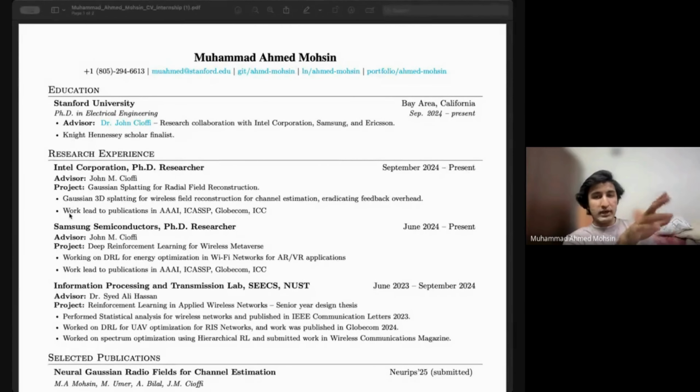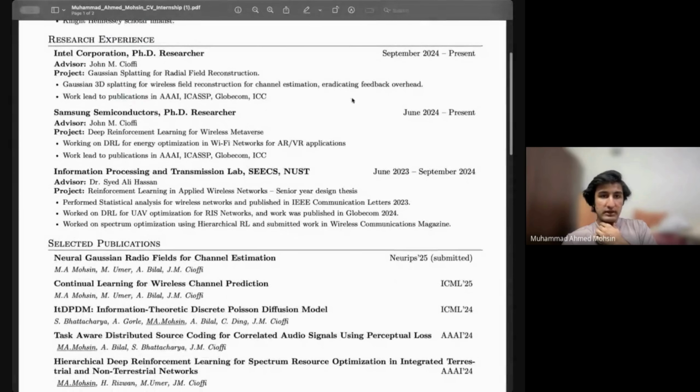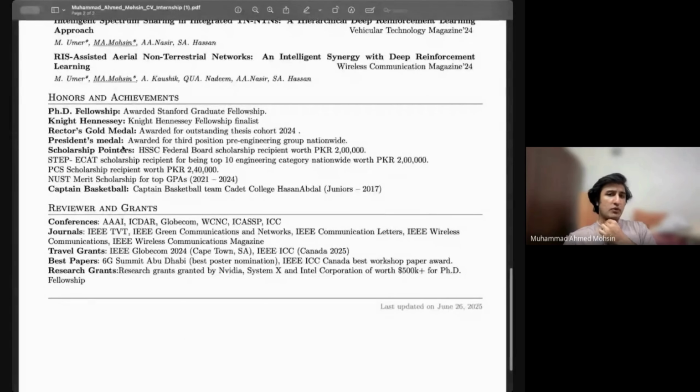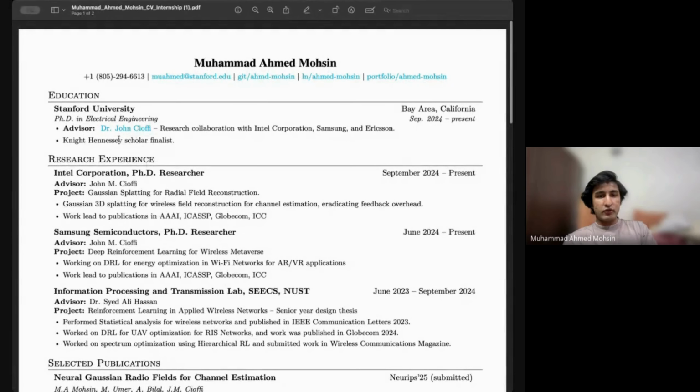That does not need to be true. You can make some generic CV and apply it to every professor that you find, but you can do this as well. After this, I had publications, and because I had some publications before I was applying, I put this part here. Then we had some honors and achievements, and then I had some relevant coursework as well. Overall, this was the format of the CV that I used for applying.